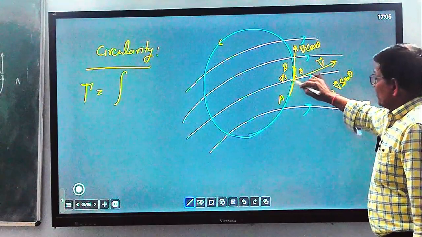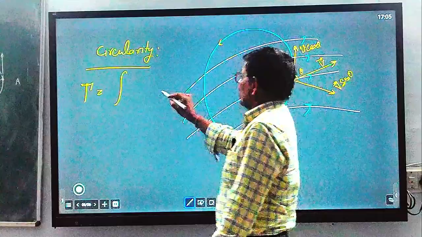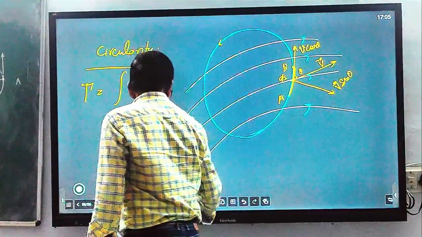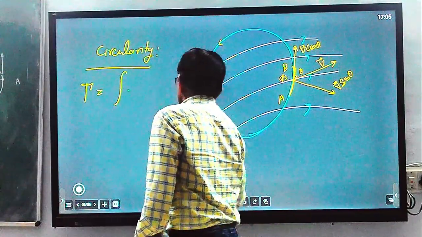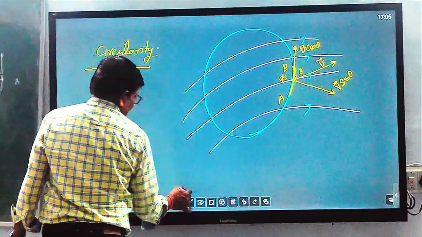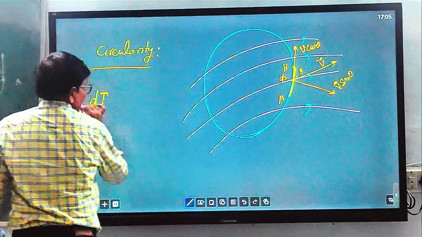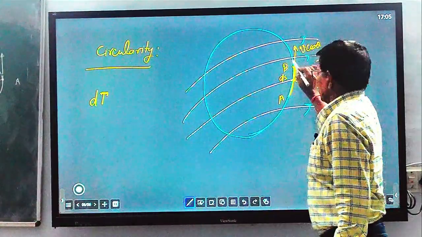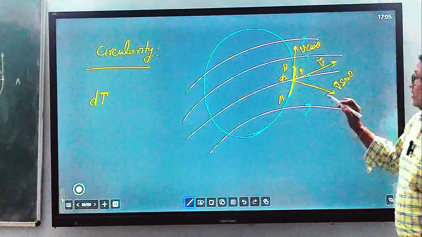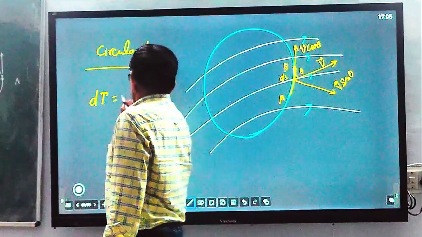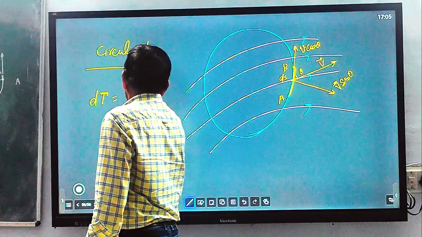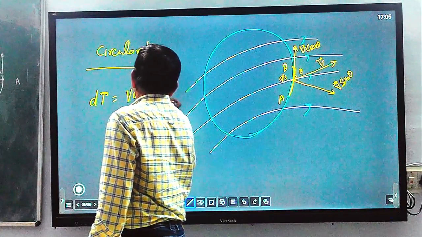Integration of the tangential component for the whole of the path. First we define d tau, because we are taking circulation from A to B. Circulation from A to B is equal to V cos alpha into the dot product ds.